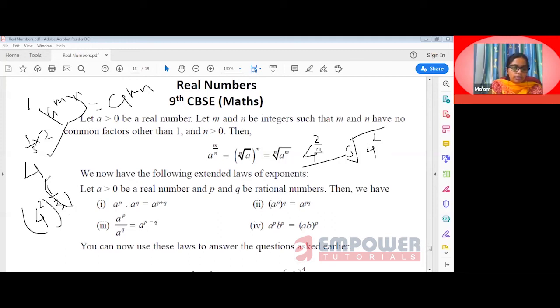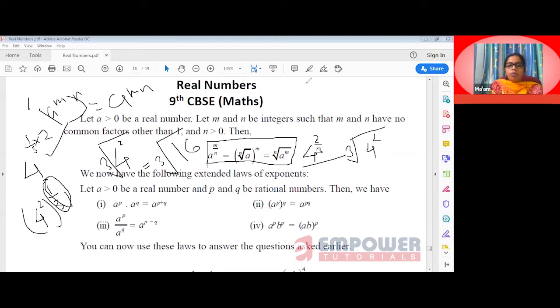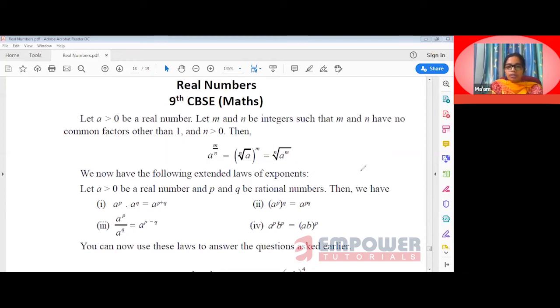This sign represents, and this number represents, the cube root, and the square of 4. So this will be the cube root of 16. Okay, so you can represent it in this form. If you want to, you can take a screenshot of this.